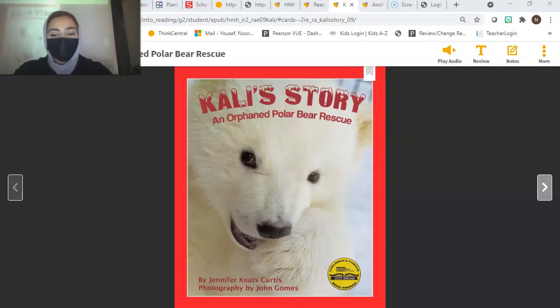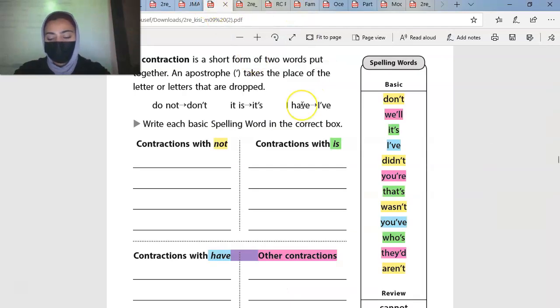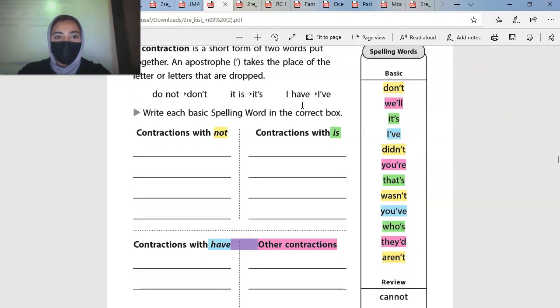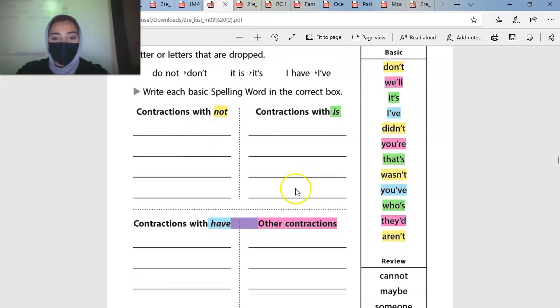Today I will ask you to do two things. First thing is you are going to work on this worksheet, the Contractions Worksheet. This worksheet and the other worksheet are both located in your baggies from last week. They're in the reading packet from last week. They're the last 2 pages. You're going to write the short form of the contraction in the appropriate box.